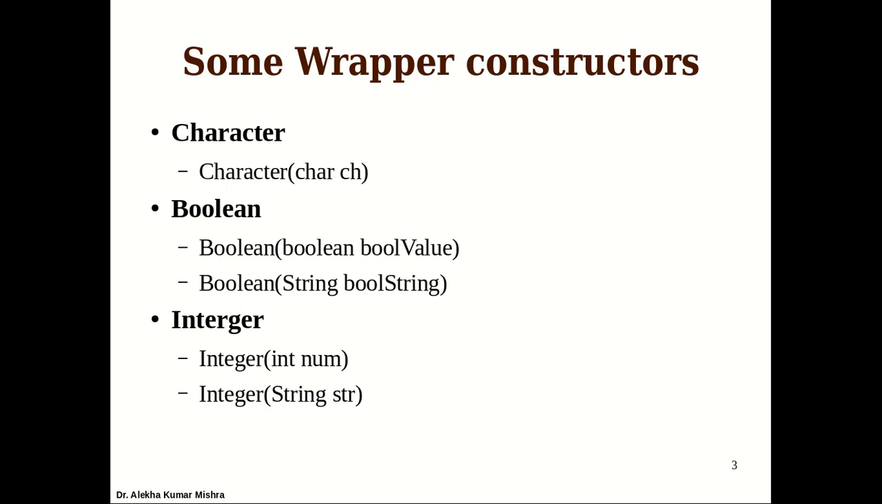Then Integer. Integer also can be taken from a string. You can take a string and get the equivalent numeric integer value from the string. So various constructors are provided to convert a primitive type, or as we have seen the string type, into its equivalent object wrapper of the primitive type. There are constructors to do that. Whenever we create an object, we generally initialize it with some value, and we can do that with the constructors.